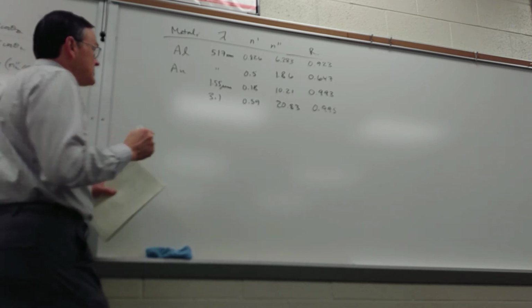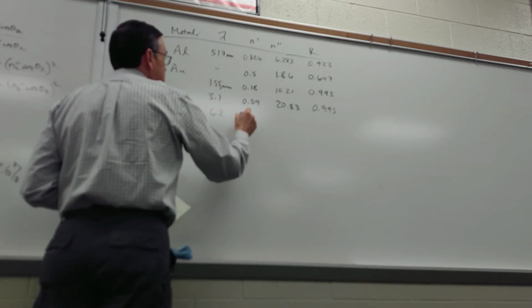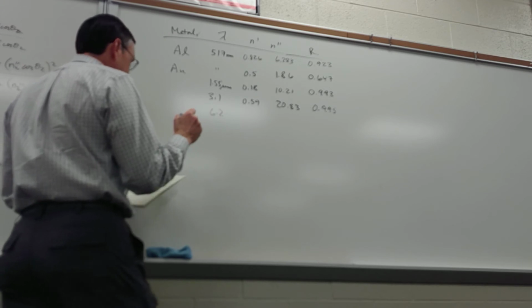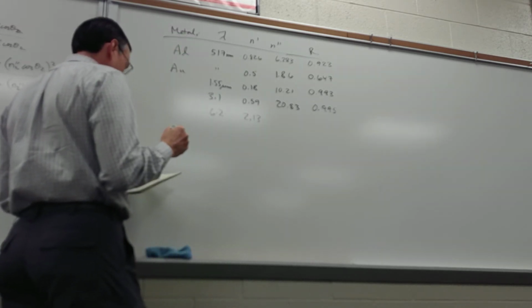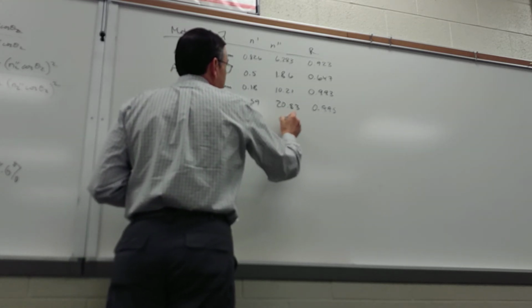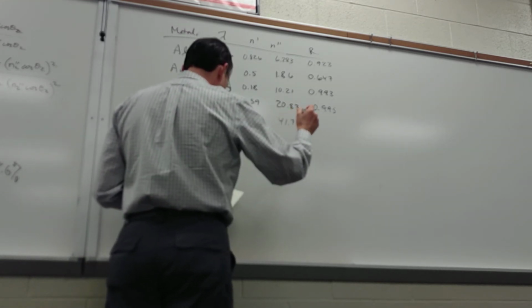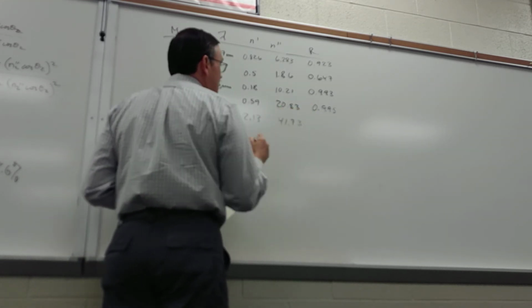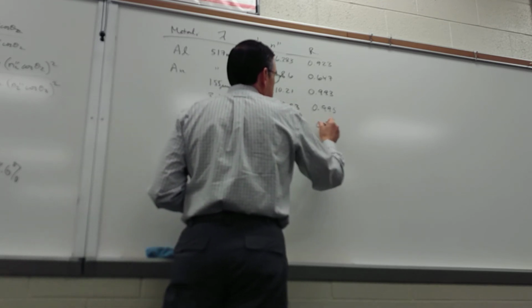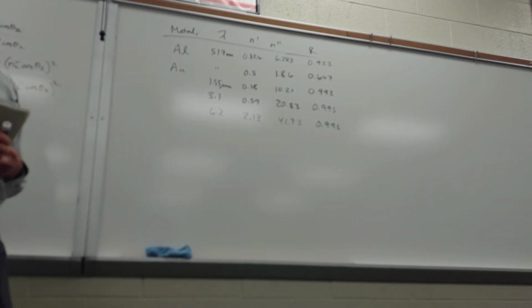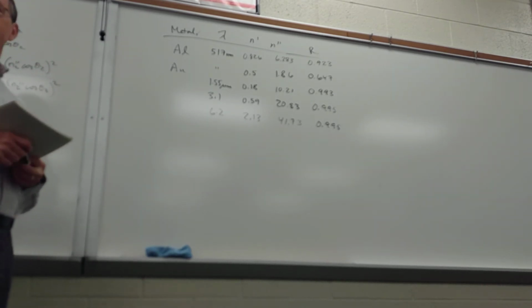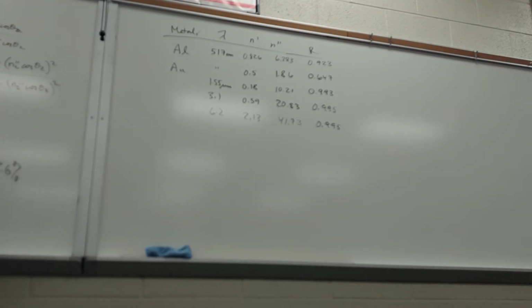And if we go out to 6.2 microns, the real part of the refractive index actually starts to get kind of big, 2.13, but the imaginary part is 41.73. So the reflectance is still about 0.995. So gold is fantastic in the infrared as a mirror. It just works great.